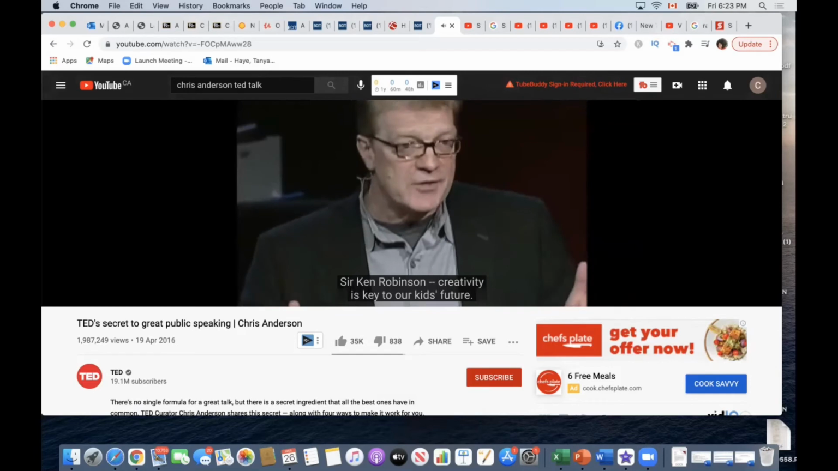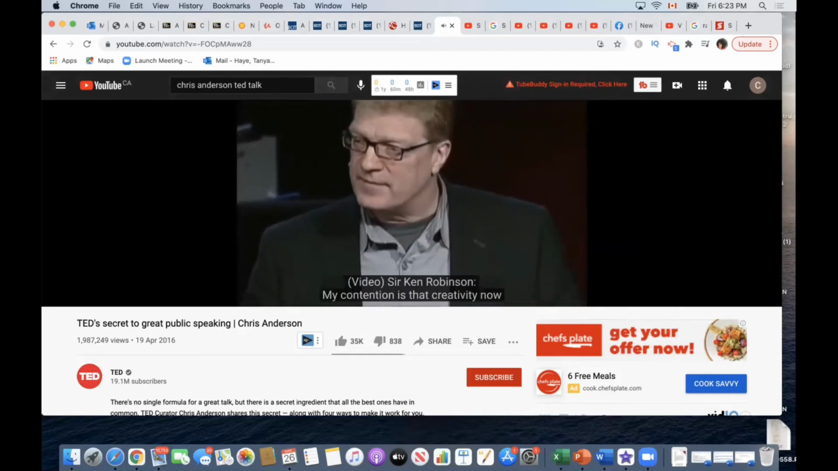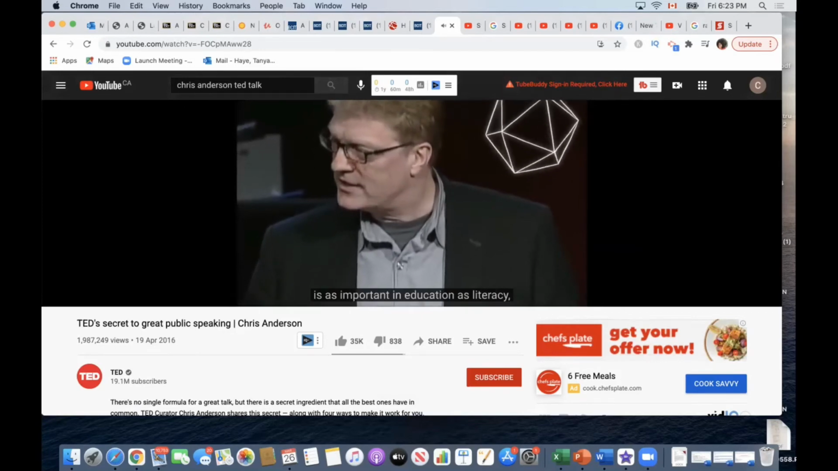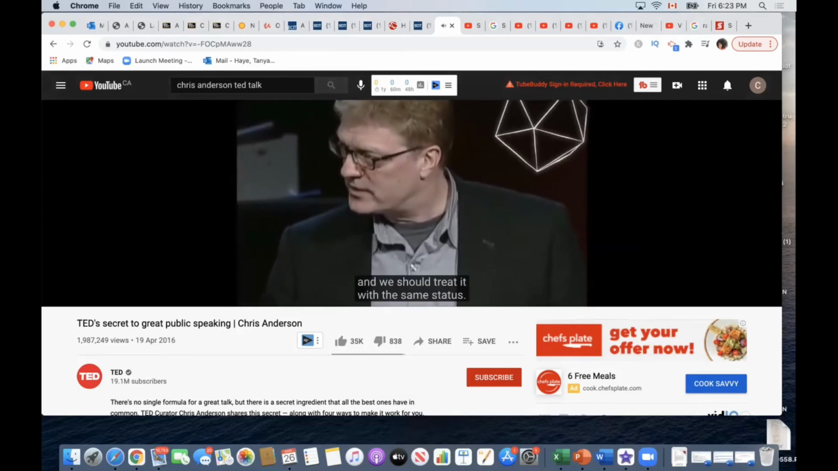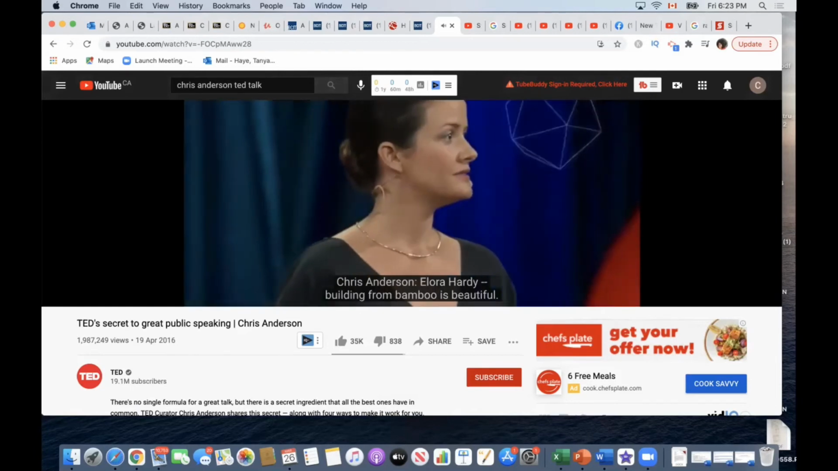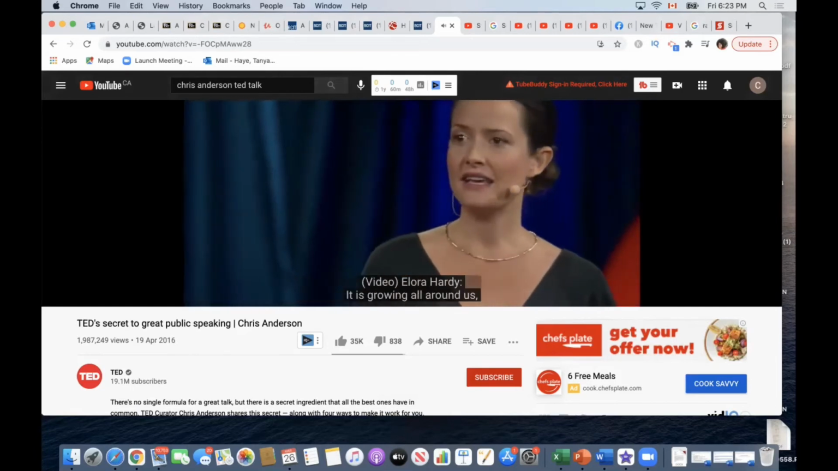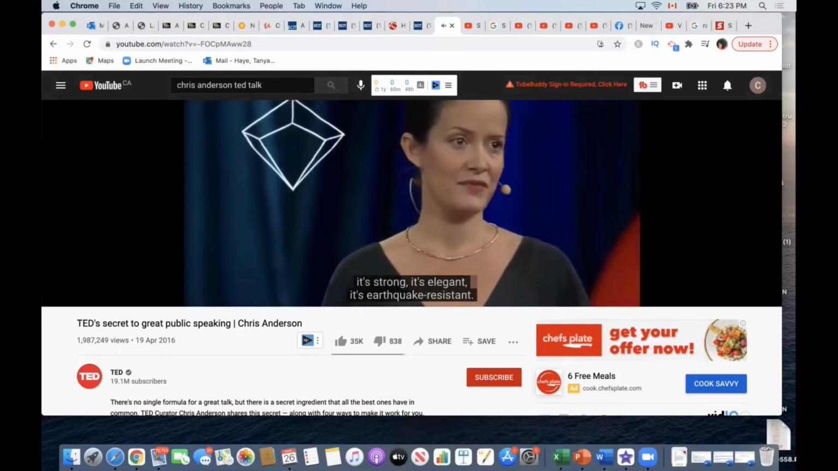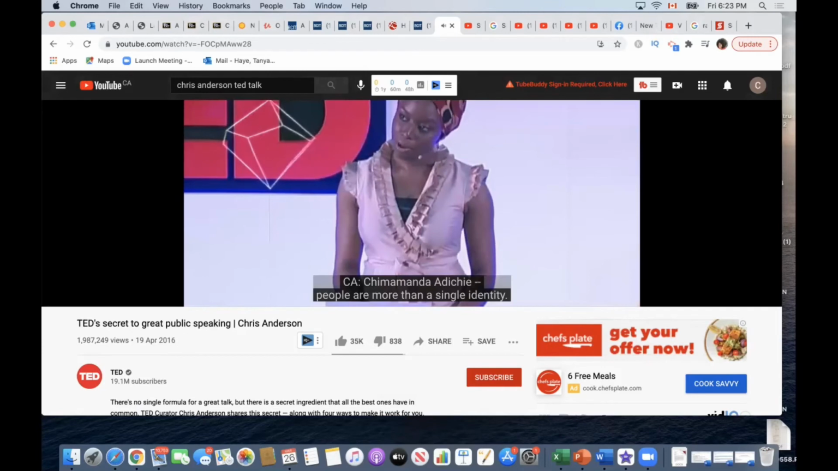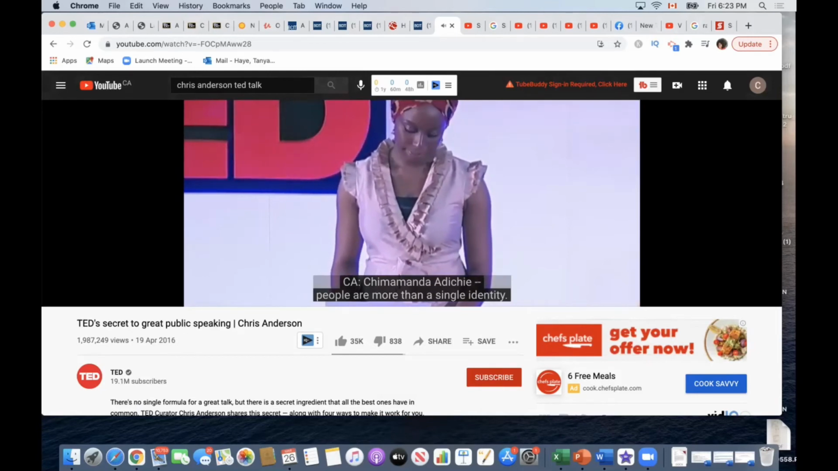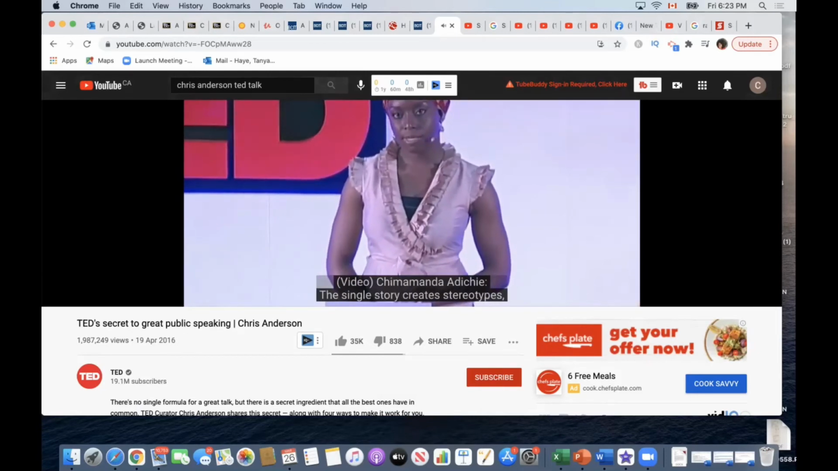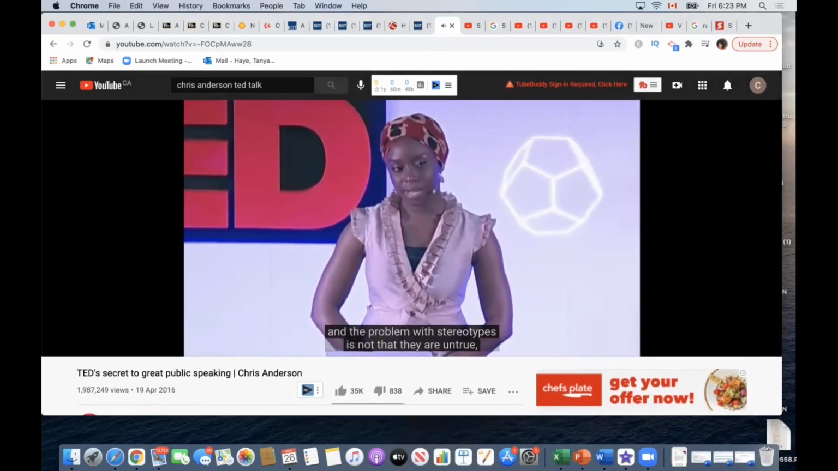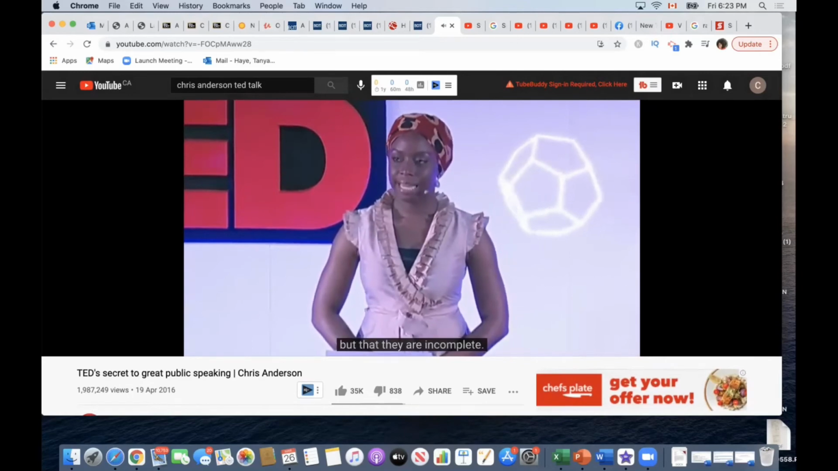Sir Ken Robinson, creativity is key to our kids' future. My contention is that creativity now is as important in education as literacy, and we should treat it with the same status. Laura Hardy, building from bamboo is beautiful. It is growing all around us. It's strong. It's elegant. It's earthquake resistant. Chimamanda Adichie, people are more than a single identity. The single story creates stereotypes. And the problem with stereotypes is not that they are untrue, but that they are incomplete.